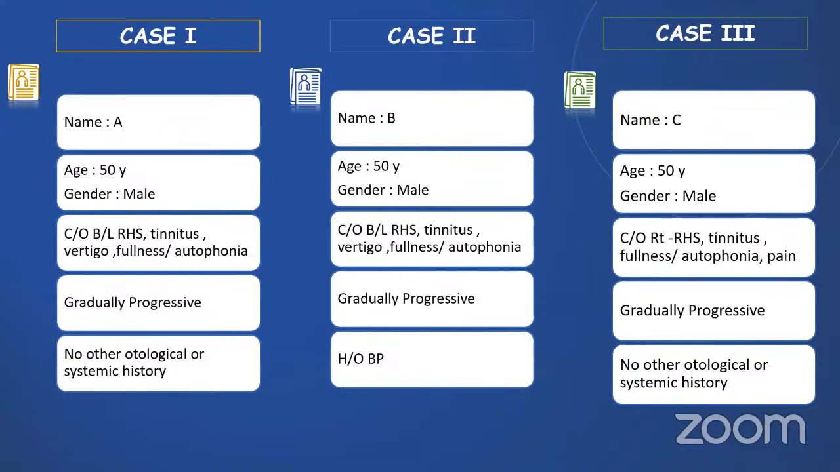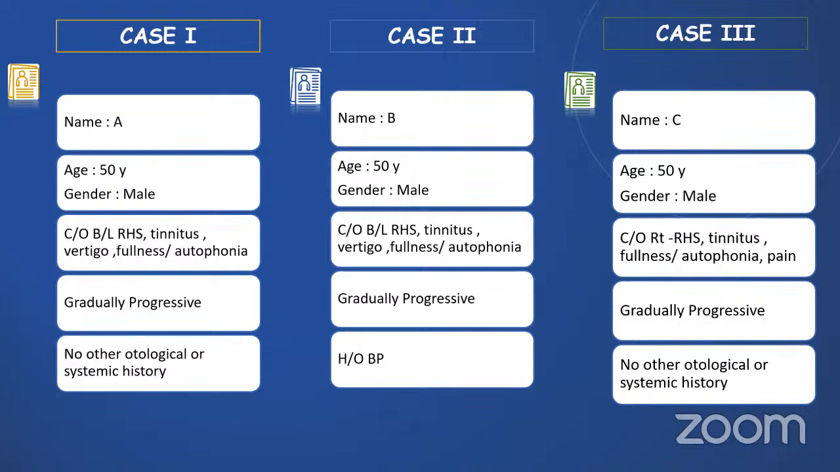The first and the second case reported with the complaint of bilateral reduced hearing sensitivity, tinnitus, vertigo, aural fullness, and autophony. Both the first case and second case had similar case history, except the second case, case B, had history of blood pressure as well. The third case also had similar complaints of reduced hearing sensitivity, but it was unilateral, towards the right side. He had tinnitus, fullness, autophony, accompanied by ear pain.